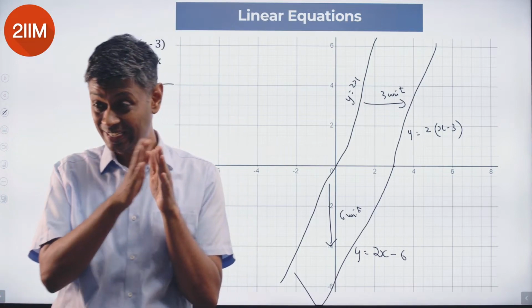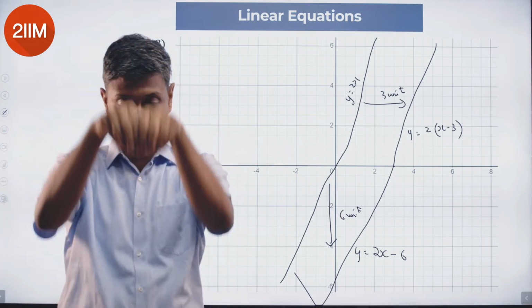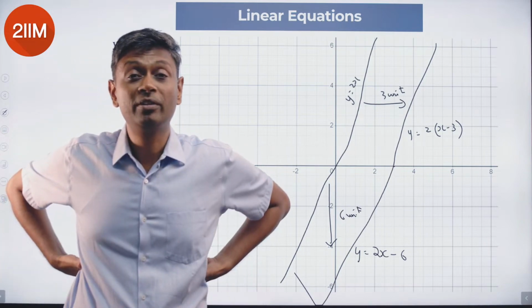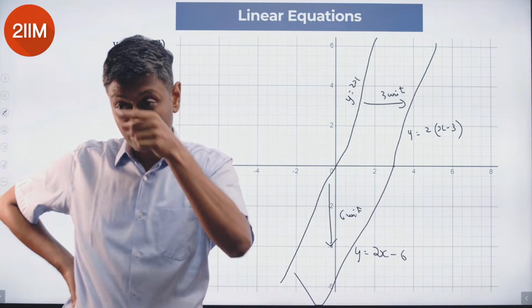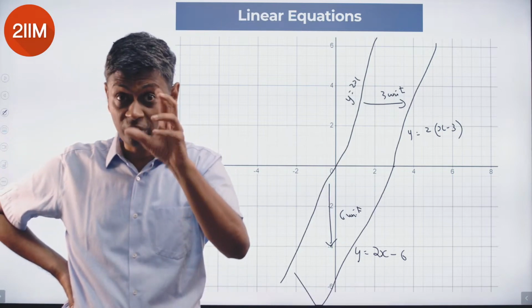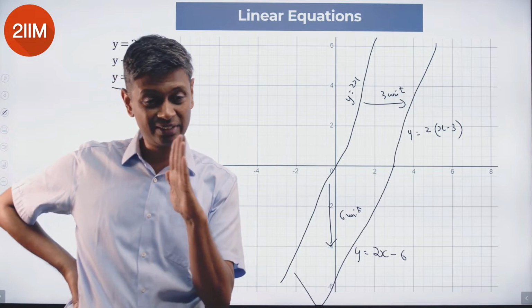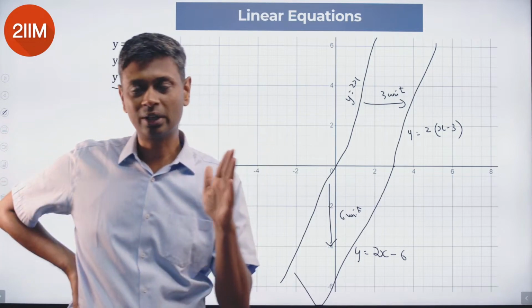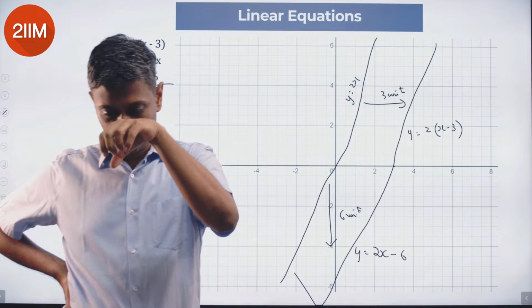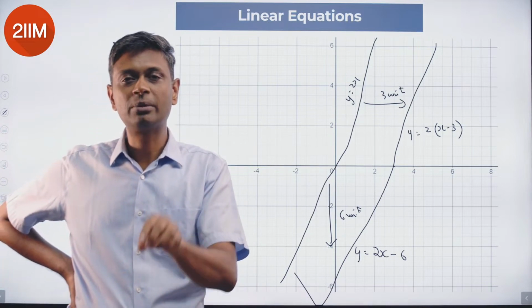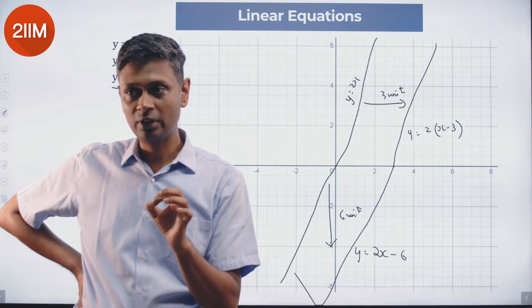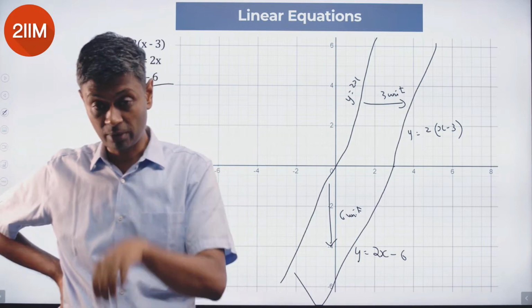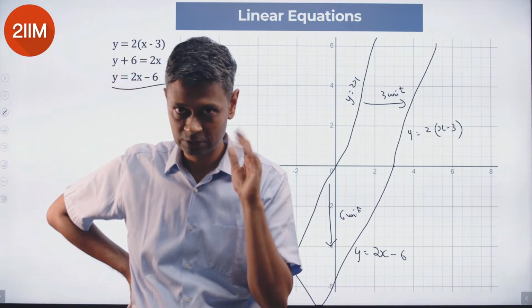Pushing this to the right by 3 units, or pushing it down by 6 units, I'm doing the same thing. I can imagine this as 2 times x minus 3, or 2x minus 6. Both are the same. Pushing this straight line to the right by 3 units, or down by 6 units, I'm achieving the same end objective. A beautiful way of understanding pushing to the right, pushing up, down, that motion.